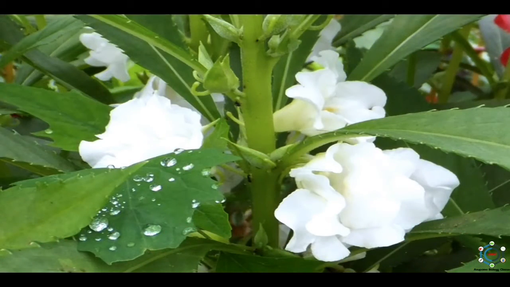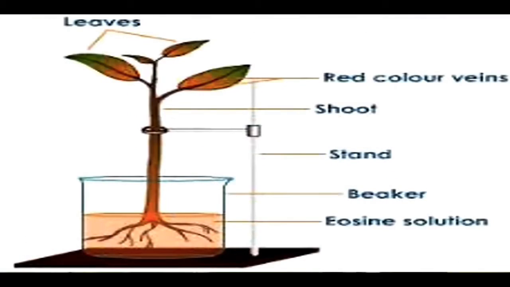Uproot a young plant of balsam bearing white flowers. Wash the roots carefully with tap water and immediately keep the plant in a beaker after dipping the roots in a water-soluble eosin solution. Now, which you can see in the picture.